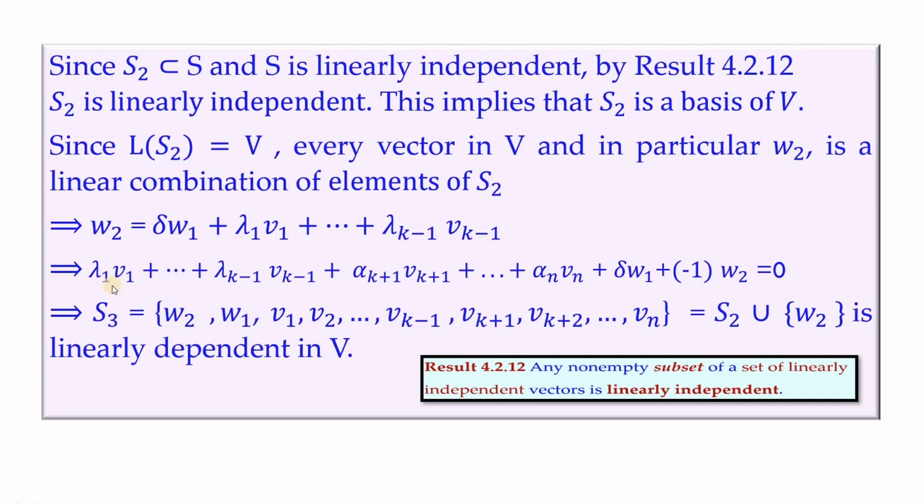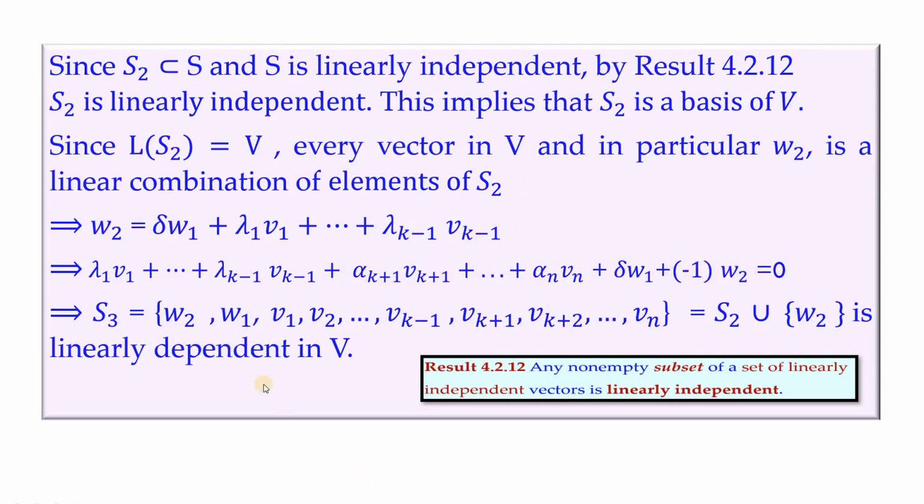So this becomes lambda 1 V1 plus and so on, lambda k minus 1 Vk minus 1, then plus lambda k plus 1, etc. Alpha n Vn plus delta W1. See here some more terms are missing. So we have delta W1 plus minus 1 into W2 equal to 0. It's from this step it comes. These elements should be there. This expression, the entire expression is missing here, so that should be there. So when we take this to the right side, this is what we get.